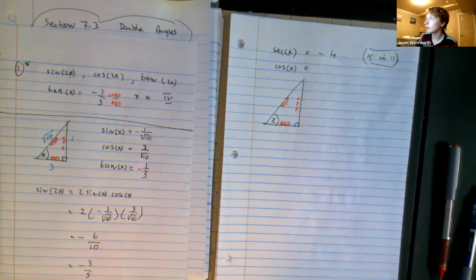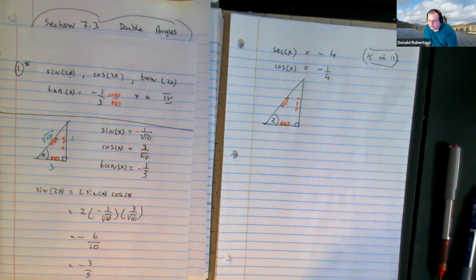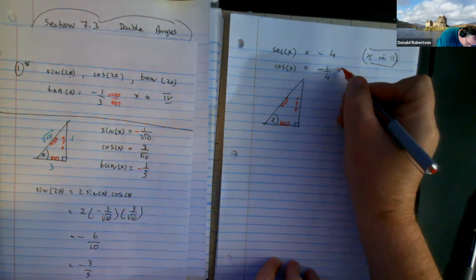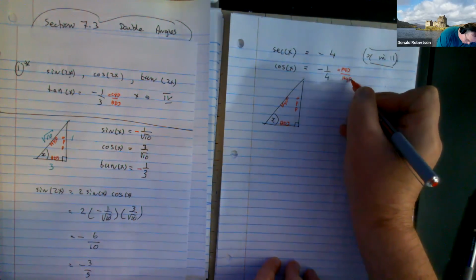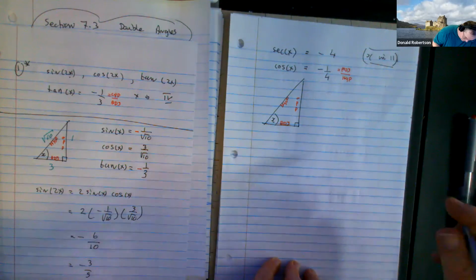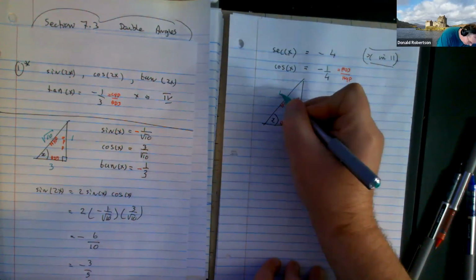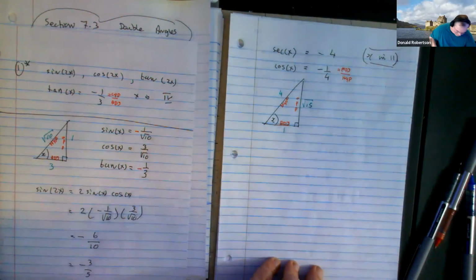No clue. Negative 1/4. I'm basically using the reciprocal property, right? That a secant and a cosine are inverses or reciprocals of each other, right? Which means that I can now say that the adjacent is 1 and the hypotenuse is 4. And this guy ends up being, eventually, the square root of 15.